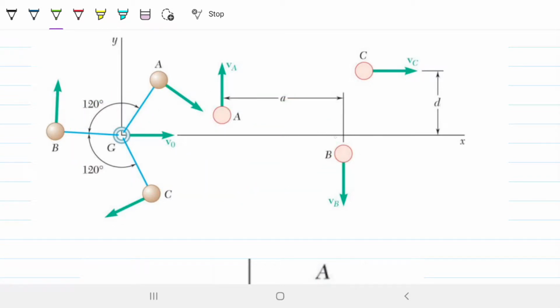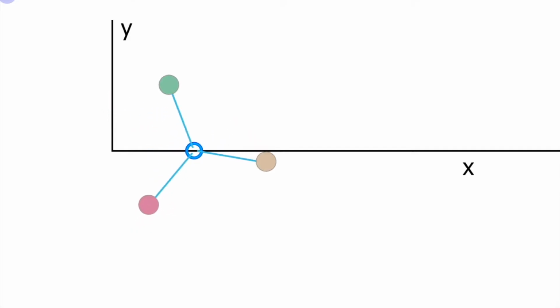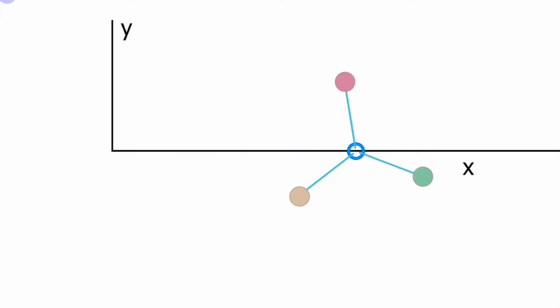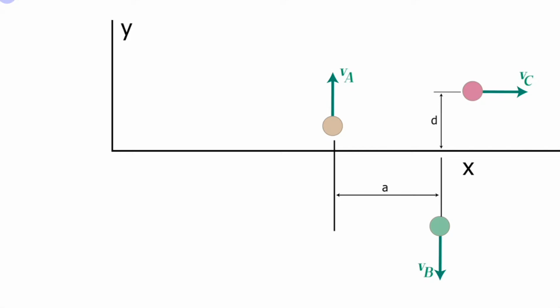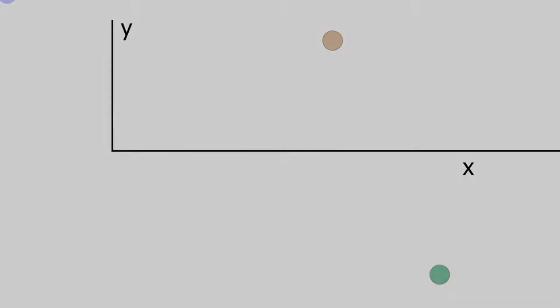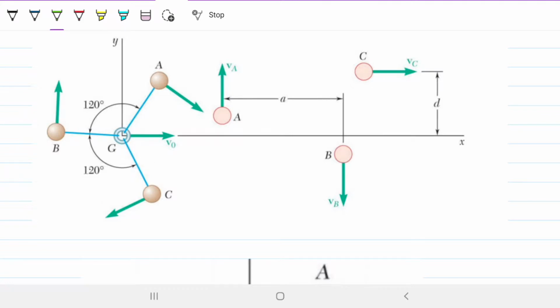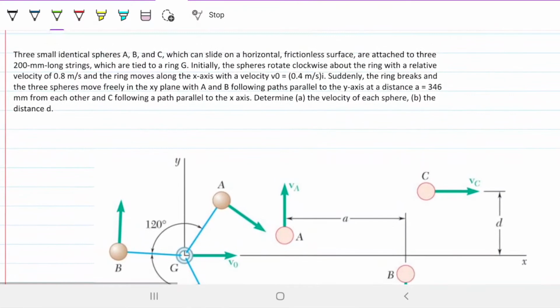At some point though, the ring breaks and then these balls are free to move to different directions away from the ring. And what we need to find out are the velocities at the end when the ring breaks, and also this distance d. I'll read the problem statement, but before I do, let me show you a little animation. So you can see the ring, so it's spinning and also going to the right at the same time, but then the ring breaks at some point and the balls are now free to move away from that original ring G. Cool, so let's read the problem statement now and see what we're talking about.